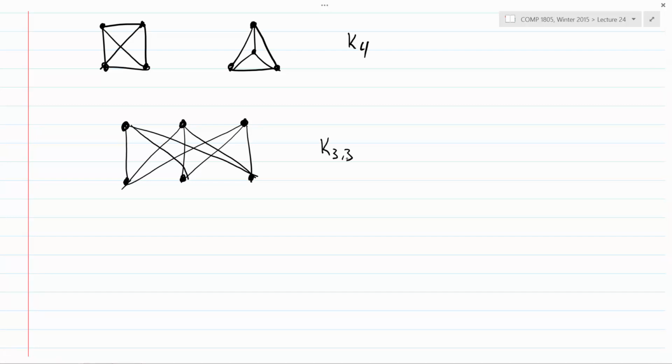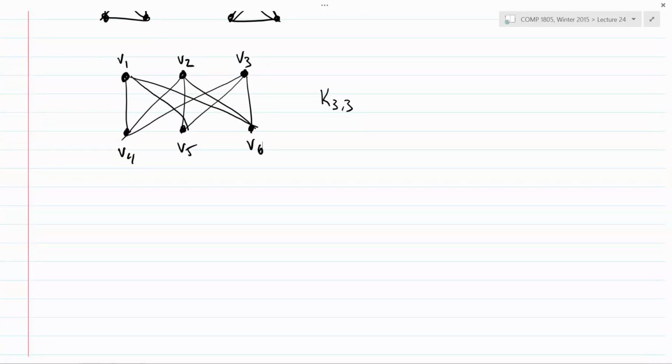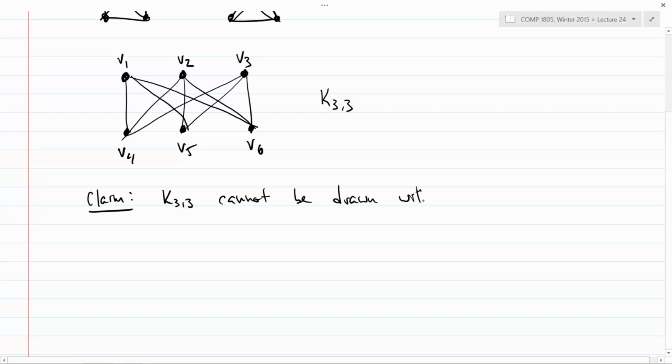So I'm going to prove today that in fact you can't do this. This is going to be kind of a tricky proof, I'll tell you that up front, but I think you should at least see where your computer science career is going. So to do this, I'm going to label these vertices. I'm going to call this V1, V2, V3 on top, V4, V5, V6 on the bottom. And the claim is that you cannot draw K3,3 with these connections without having at least one edge cross. So the claim is that K3,3 cannot be drawn without crossing edges, and by that I mean at least two edges that cross each other.